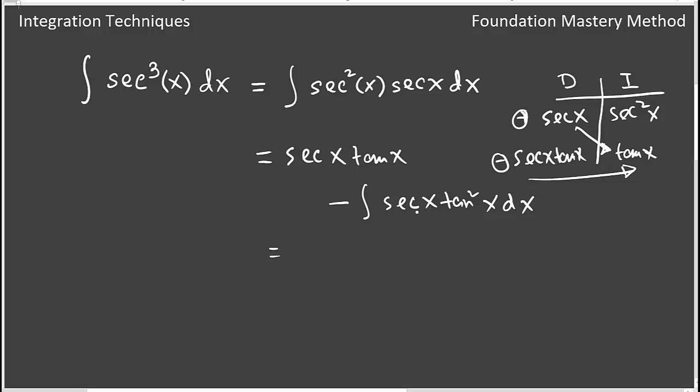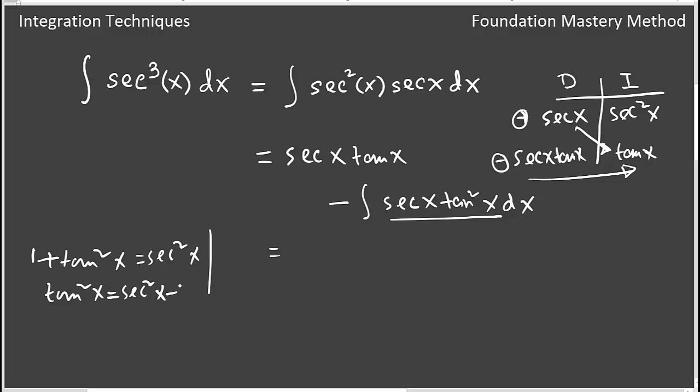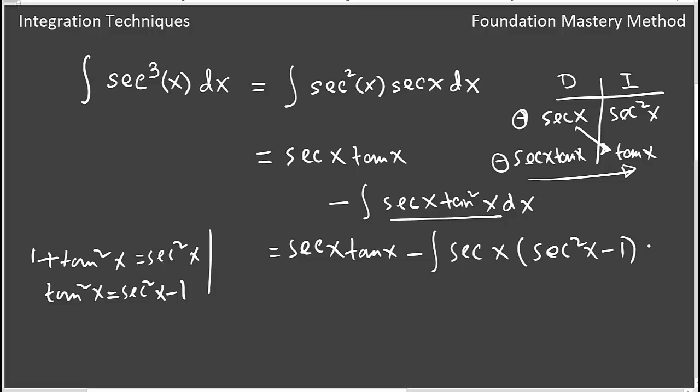Now this one again we cannot integrate, but we can apply another trick. You know from trigonometry that 1 plus tan squared x equals secant squared x. So tan squared x will be secant squared x minus 1. So we plug that in here. We get secant x tan x minus the integral of secant x times secant squared x minus 1 dx.